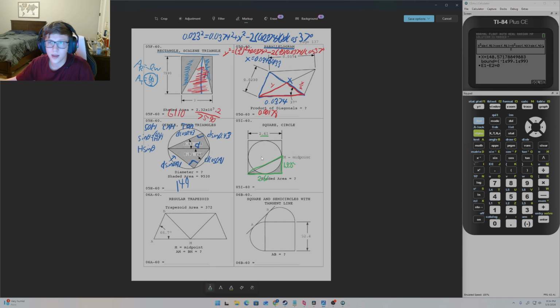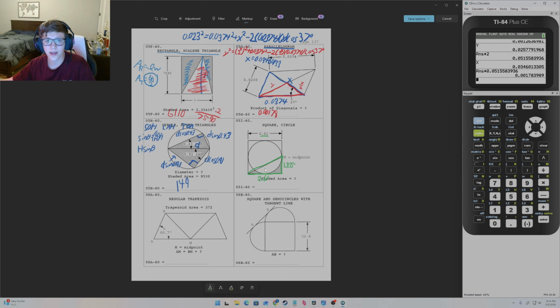So in essence, it would just be a fourth of the area of this entire square, because you have half of the length of the square, you have the full length of the square, and then of course you'd have to divide it by 2 again, which gets to a fourth. So let's do 2.61 squared divided by 4. So that's the area of the entire triangle.